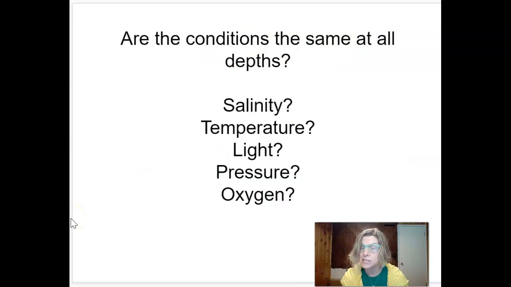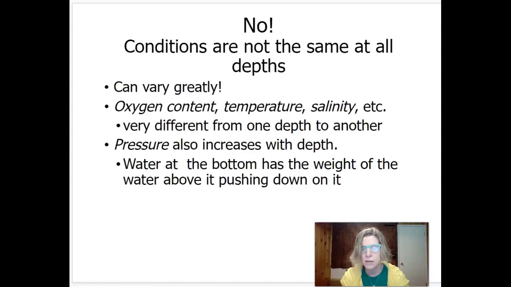So are all the conditions the same at all depths? Well, I think that you pretty much know that that's not the case. But these are the properties of the ocean we want to think about: salinity, temperature, light, pressure, and oxygen. And we've talked about all of them except for, of course, pressure. The conditions are not the same at all depths. Okay, so they can vary greatly. Oxygen content, temperature, salinity, all super different from one depth to another.